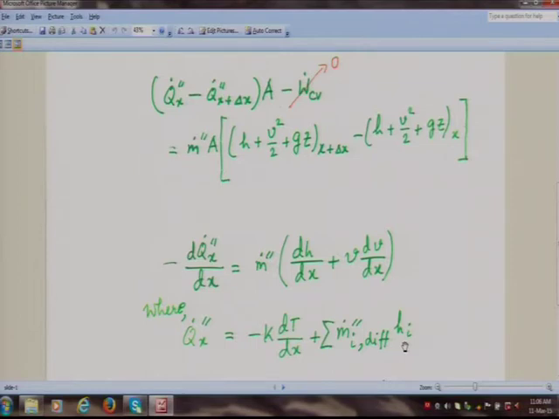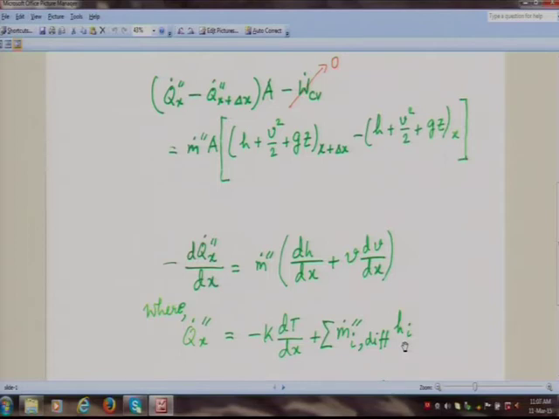Okay. So, if you look at this, immediately you will recognize that this looks a little different. If q dot x double prime was minus k dT dx, then that would have been straightforward, because there is a temperature gradient in the domain. So, there will be heat flux governed by Fourier's law. So, you could have written minus k dT dx for q dot x double prime. Why do we have additional terms?